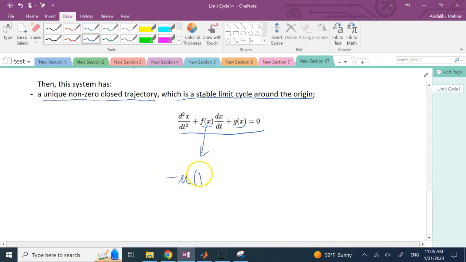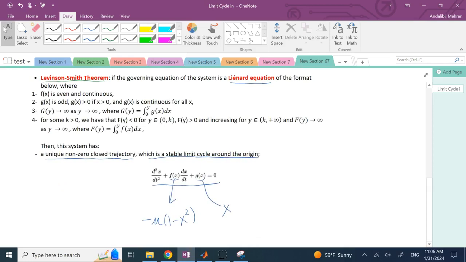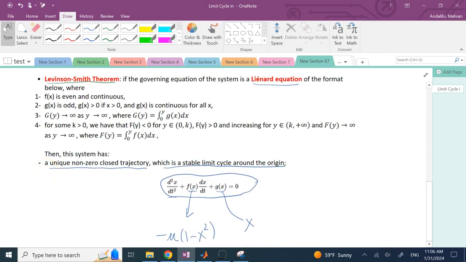Let's write it down. And g is just x. So in this case, let's see if f and g have the other required conditions, because the format of van der Pol is a linear equation, but does it have the other conditions, 1, 2, 3, 4? If it does, then this theorem says you do have a limit cycle. Okay, let's take a look.